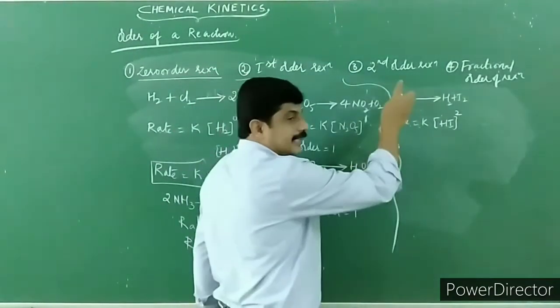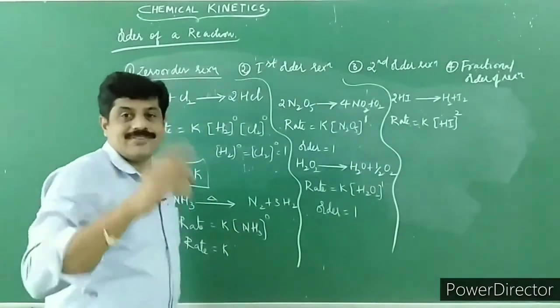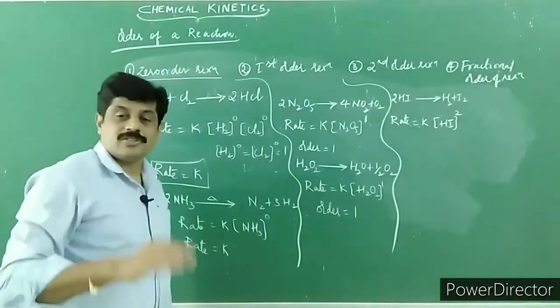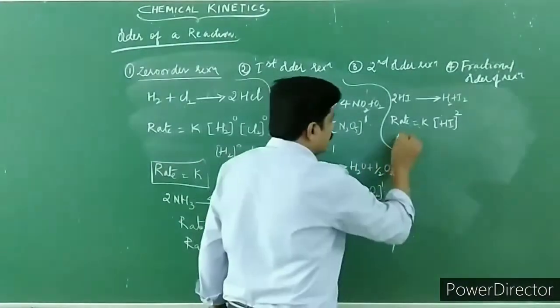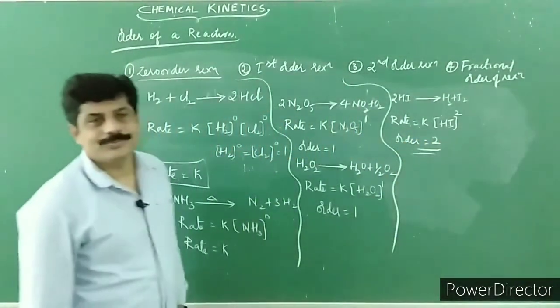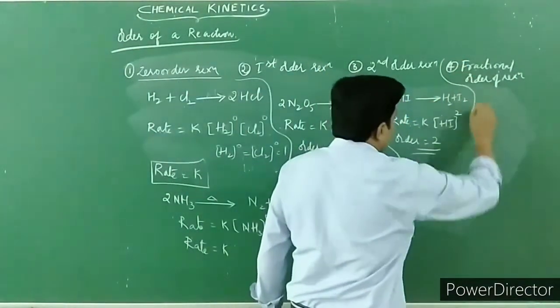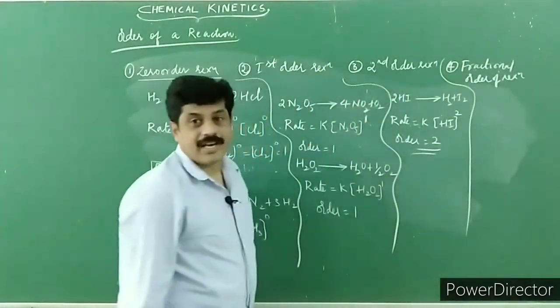In this case, the theoretical rate law expression as well as the experimentally determined rate law expression are the same. In that case, order is equal to 2. Children, let me go for the next one. What is that? Fractional order of reaction.